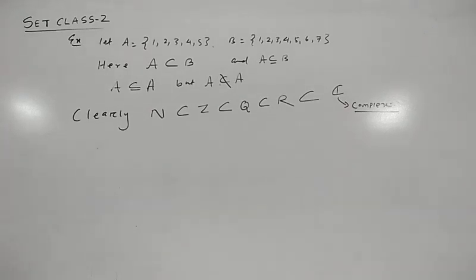So here, if we take A equal to {1, 2, 3, 4, 5} and B equal to {1, 2, 3, 4, 5, 6, 7}, all the elements of set A are present in B, and B contains two extra elements. So here we say A is a proper subset of B, but it is not wrong to say A is a subset of B.